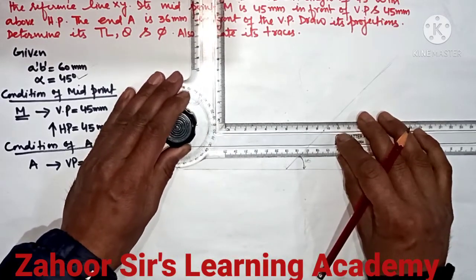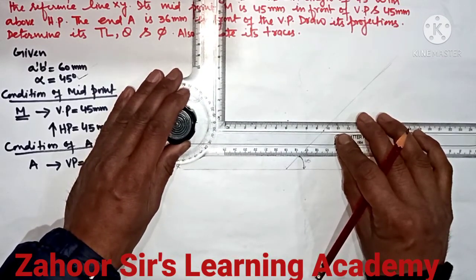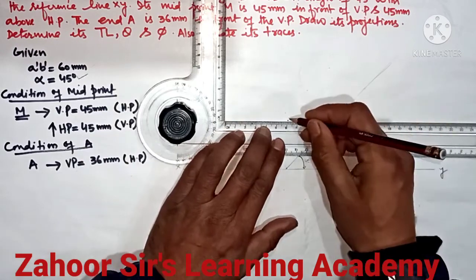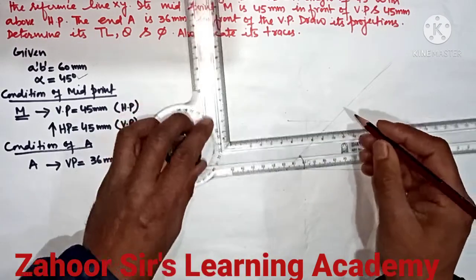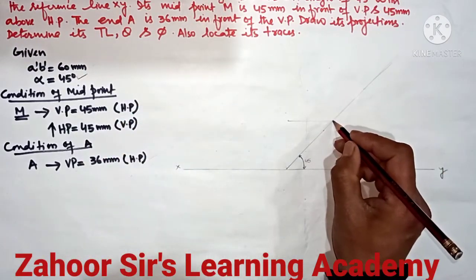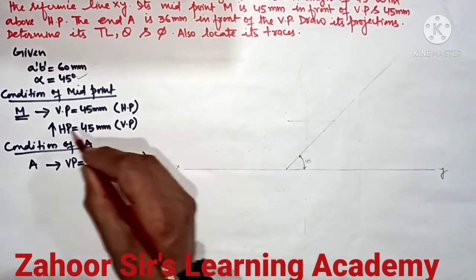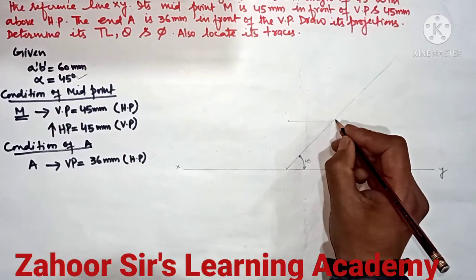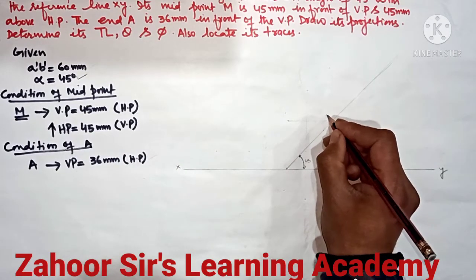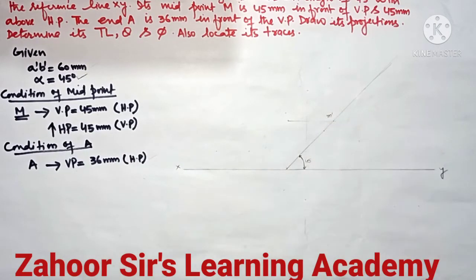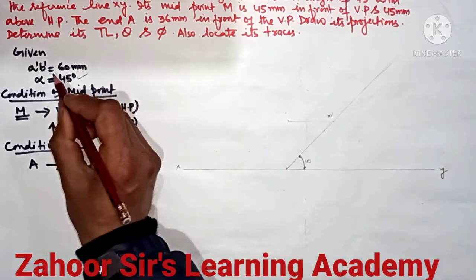So from here, I will draw a horizontal line. So the intersection of these two lines is my midpoint. That was M. Because it is in the front view, I will represent this as M prime. Now this is the midpoint of the front view.